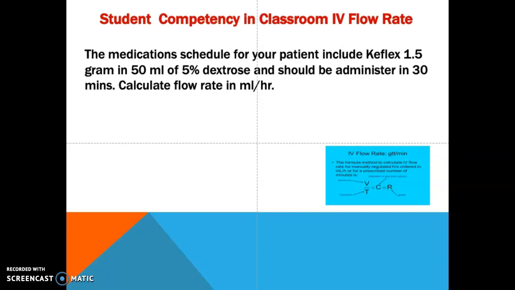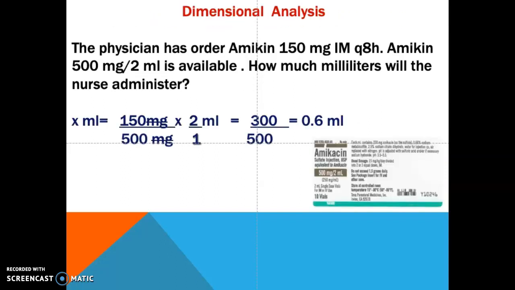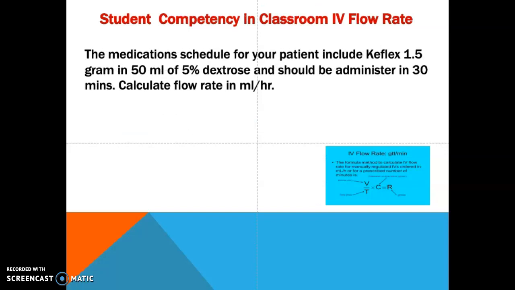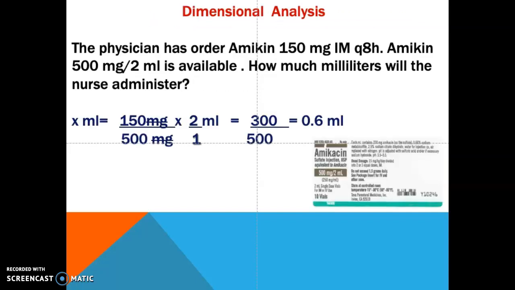This is another sample problem we have here. You can work this out using the formula method or the IV flow rate method I provided. Dimensional analysis. The physician has ordered Amikin 150 milligrams IM every 8 hours. Amikin 500 milligrams per 2 mL is available. How many milliliters will the nurse administer?